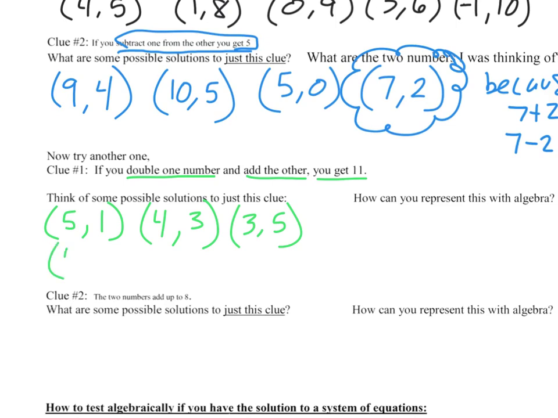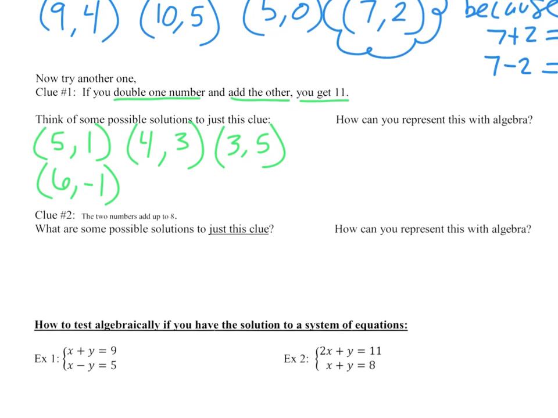Also, recognize that you can double 6, which is too much. If you double 6, it's 12. So I'd have to subtract 1, or minus 1, from 12 to get 11. So that's also a solution. So that is clue number 1.